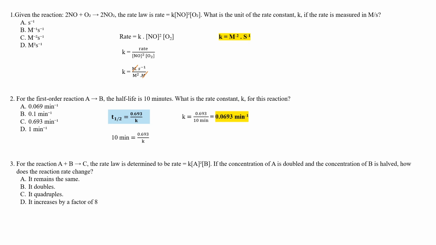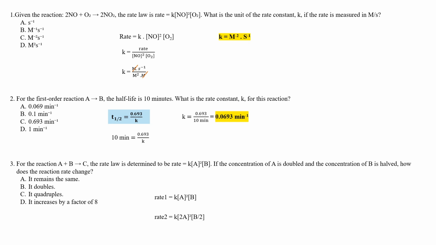Question number 3. For the reaction A plus B goes to C, the rate equation is given. Rate is equal to rate constant times A concentration squared times B concentration. If the concentration of A is doubled and the concentration of B is halved, how does the reaction rate change? Let's write the initial rate and the final rate, two equations. The initial rate 1 is equal to rate constant times A concentration squared times B concentration. After we change the A and B concentrations, the new rate is rate 2.